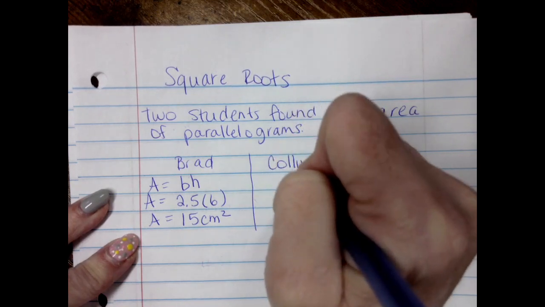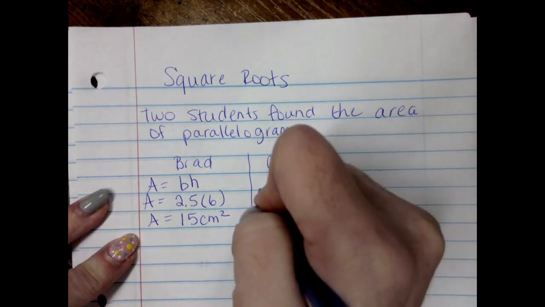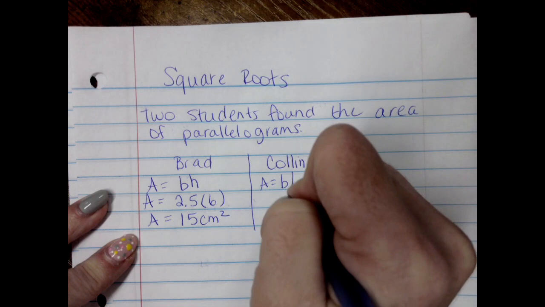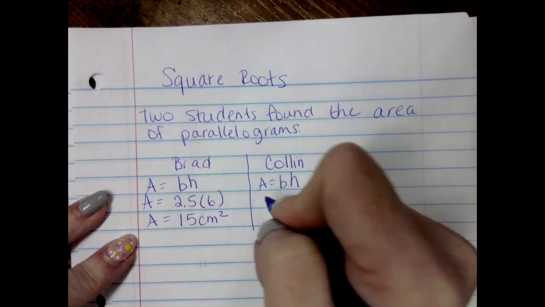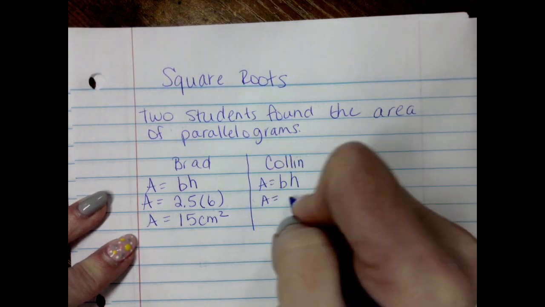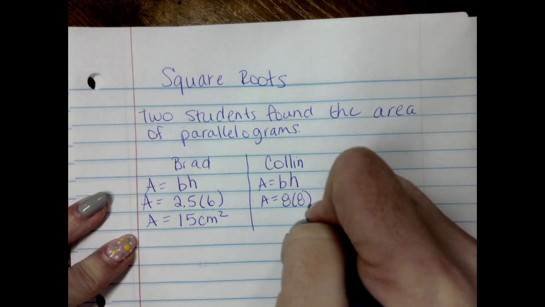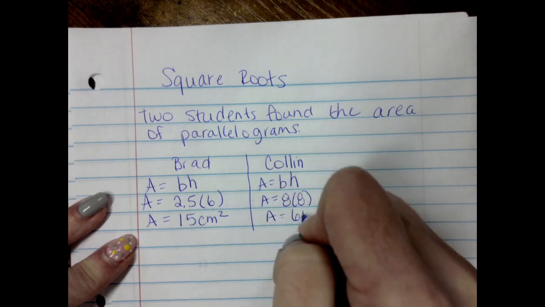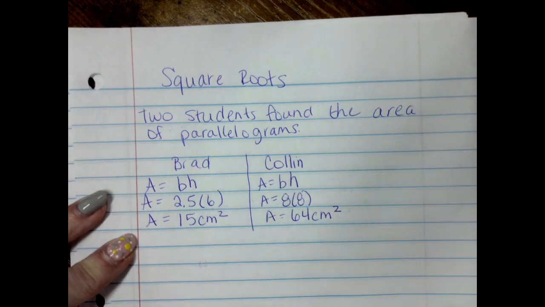Colin, when he found the area of his parallelogram, again he used base times height. He said his area was 8 times 8, so his area is 64 centimeters squared.